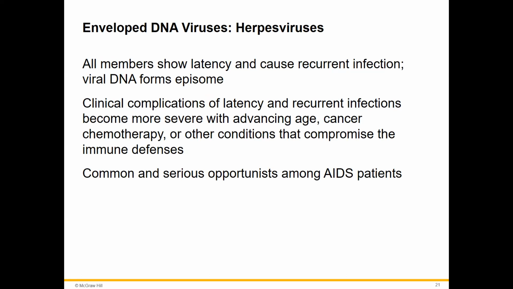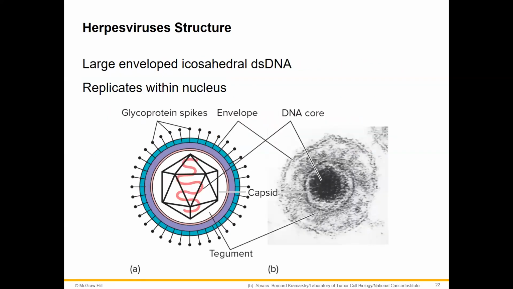Now we get into our herpes viruses. So all of these members of this family have latency, so they can all cause recurrent infection. There's viral DNA here, so we'll look at some of the specificities of each of the clinically appropriate ones. But the latency and the recurrent infections can become more severe with advancing age. Think chickenpox and shingles, right? Chickenpox, obviously, typically caught when young. Shingles, when you're older, can present as a more severe disease. Obviously, someone who is immunocompromised is going to be at increased risk.